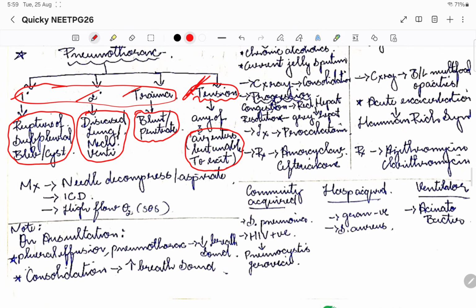So what do we do basically when there is tension pneumothorax? We do needle decompression, right? So needle decompression or aspiration is what we do. Then we will do ICD. We have discussed this in general surgery, right? So we will see whether the patient is stable or unstable. If he is unstable, we are going to go for needle decompression, whereas if it is a stable patient, we are going for ICD. Okay, then high flow oxygen is given if needed.